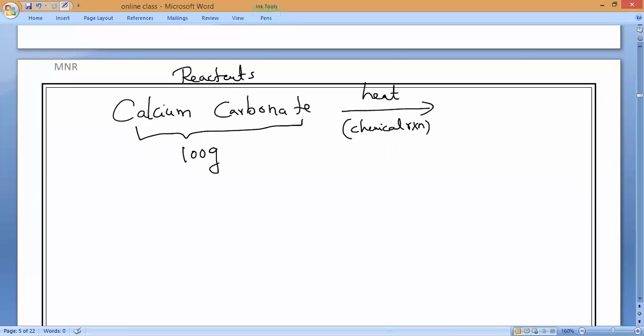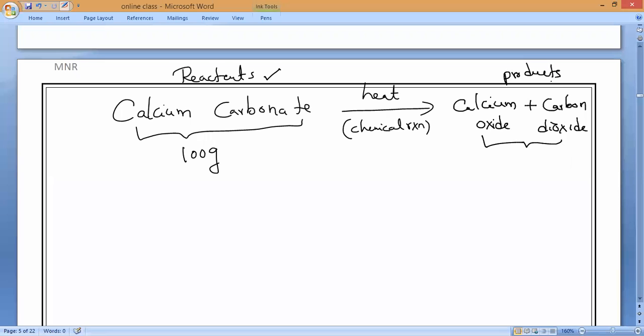Yes, sir. We're going to get two products. One is calcium oxide, second one is carbon dioxide. Calcium oxide plus carbon dioxide. Before reaction, reactants. After reaction, we used to call them products. New substances are coming. They are called as products.